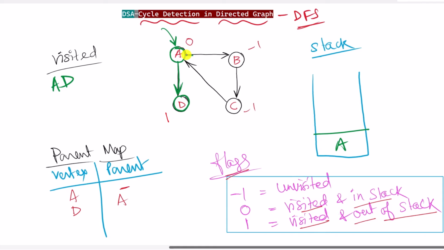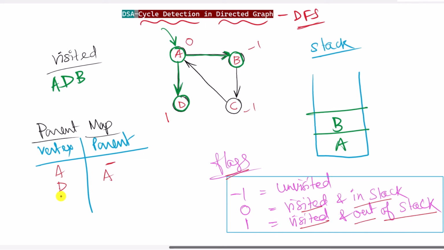From here we're going to visit this vertex B. We mark this as visited and push it on the top of our stack, and in the parent map we have the vertex B and the parent is A, because we came from A to B. We also modify this flag, so now the flag will be 0 because we have visited this node and it is in our stack.